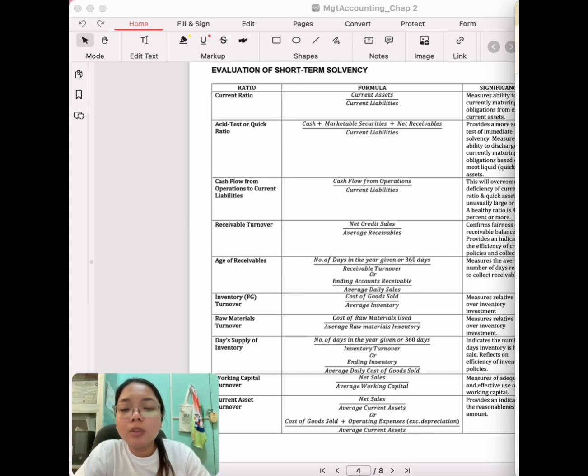So, for the receivable turnover, ang formula dyan is net credit sales divided by your average receivables.